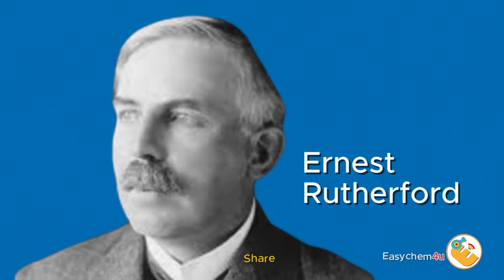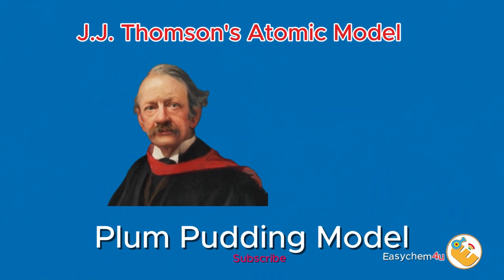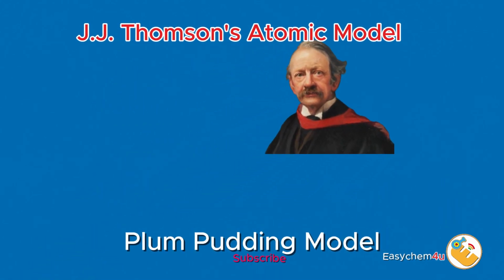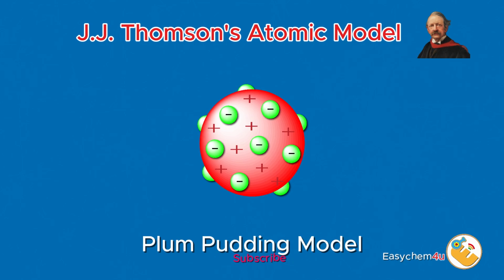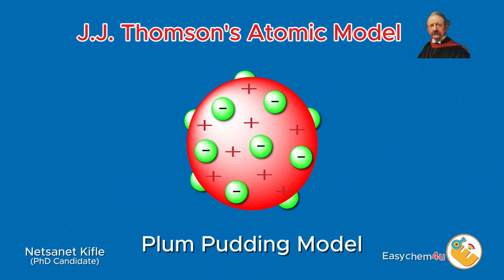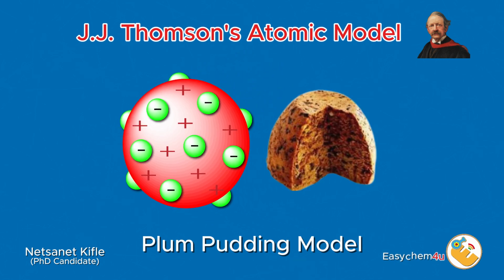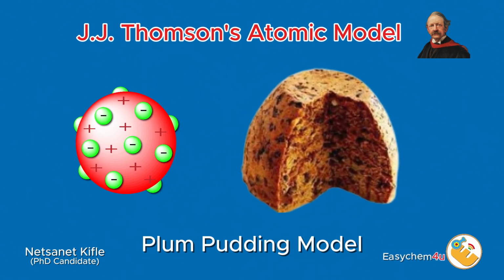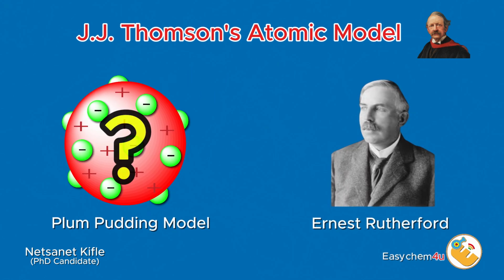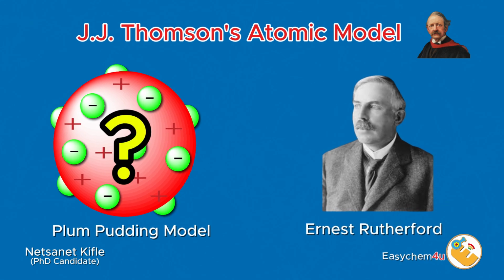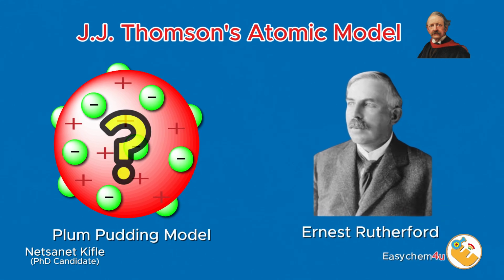Before Rutherford's experiment, the widely accepted model of the atom was the plum pudding model proposed by J.J. Thomson. According to this model, atoms consisted of a positively charged pudding with negatively charged electrons embedded within it, much like raisins in a pudding. But Rutherford had a different question in mind. How is the positive charge distributed in an atom?